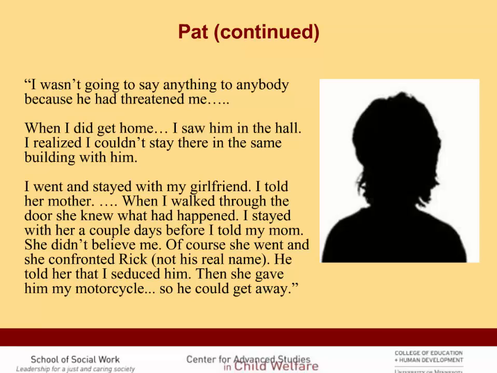I wasn't going to say anything to anybody because he had threatened me. When I did get home, I saw him in the hall. I realized I couldn't stay there in the same building with him. I went and stayed with my girlfriend. I told her mother. When I walked through the door, she knew what had happened. I stayed with her for a couple days before I told my mom. She didn't believe me. Of course she went and she confronted Rick, which is not his real name. But he told her I had seduced him, and then she gave him my motorcycle so he could get away.